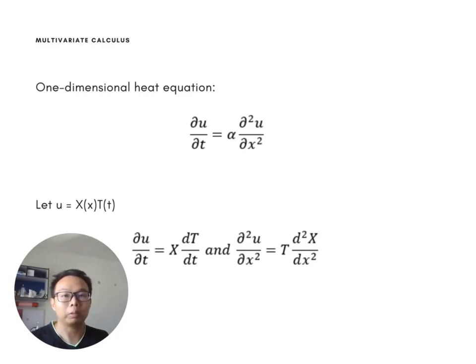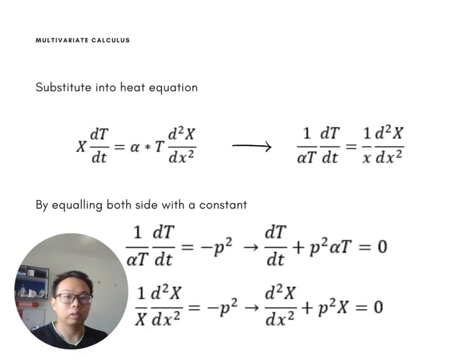And we will take the partial derivative of U with respect to x and also t. Below are the results of the partial derivative of U with respect to t and the second partial derivative of U with respect to x. And now we will substitute those two formulas back into the heat equation.